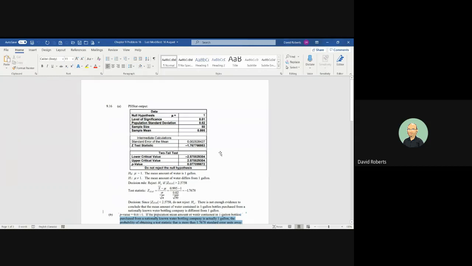Problem 916. You're given information about bottled water, which is a theme in this book, and you are looking at 1 gallon bottles of water. You have a situation where there is a standard deviation of 0.02 and a level of significance of 1% in part A. So you're testing to see if the mean amount is different from the 1 gallon.